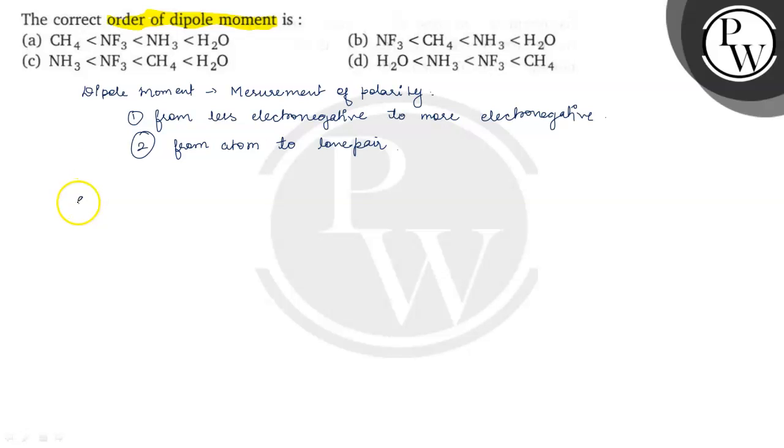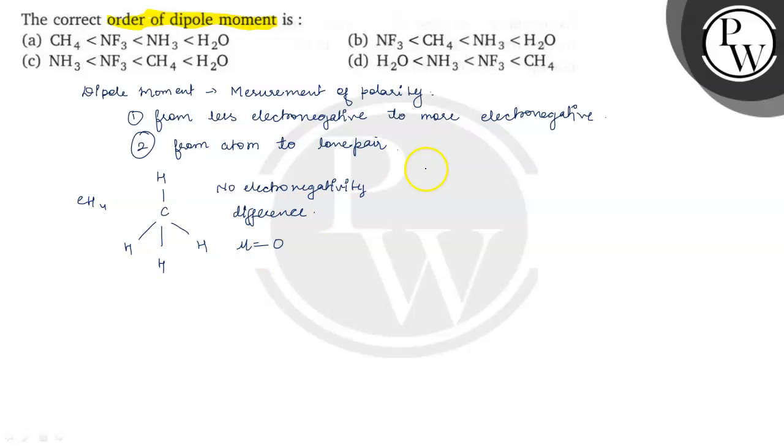First one is CH4. So in this structure is C with H, H, H, H. Okay. So in this structure we can see there is no electronegativity difference. Okay. So that means dipole moment is equal to 0.